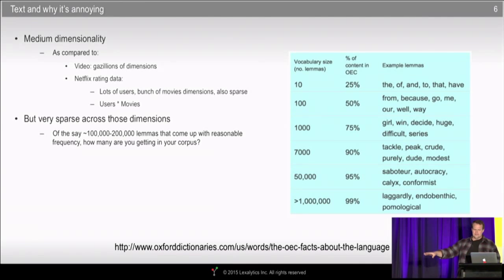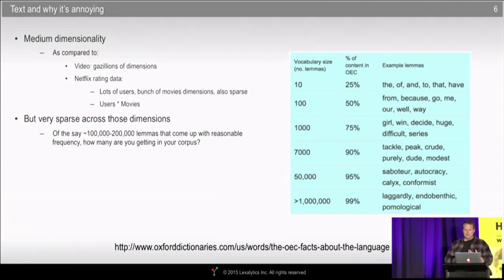Now, of course, the stuff from Wikipedia, stop words, things like the, of, and, to, that, have, that's going to occupy a fair amount of that space. And so one of the things that you have to think about is reducing dimensionality, and I will talk about that in a little bit.